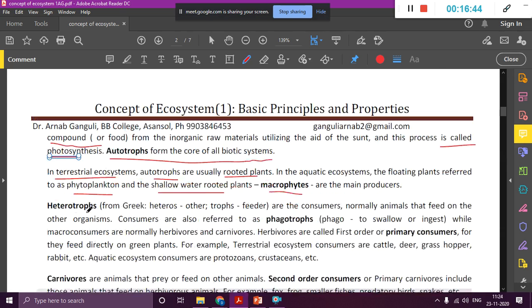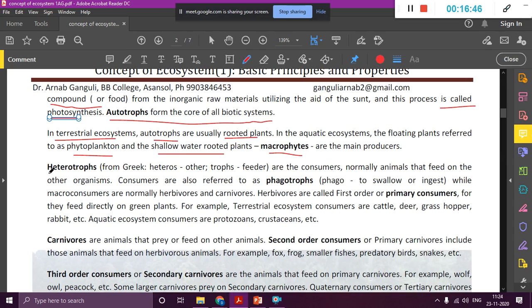So then you have the heterotrophs. They are the consumers. They are normally animals that feed on other organisms. Consumers are also referred to as phagotrophs, while macro consumers are normally herbivores and carnivores. Herbivores are called first order or primary consumers. Herbivores like deer, cattle, grasshopper, among the insects, are the primary consumers because they feed directly on green plants.